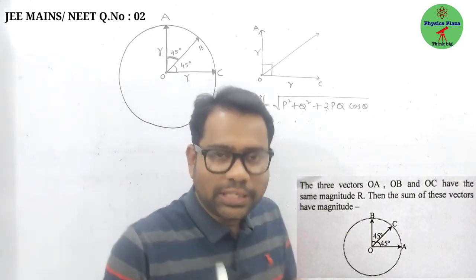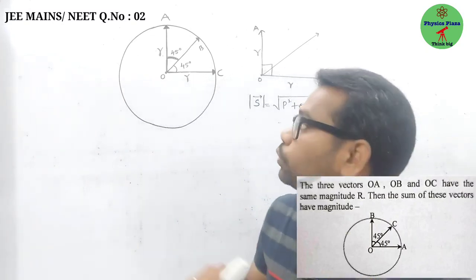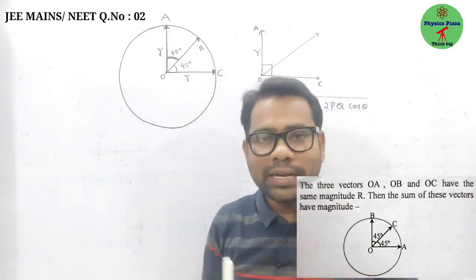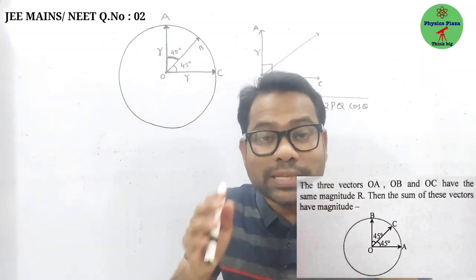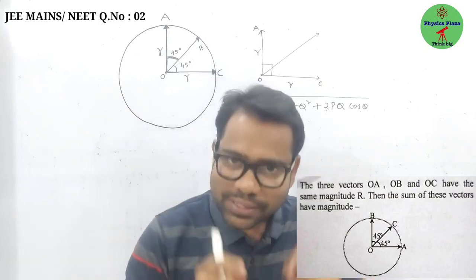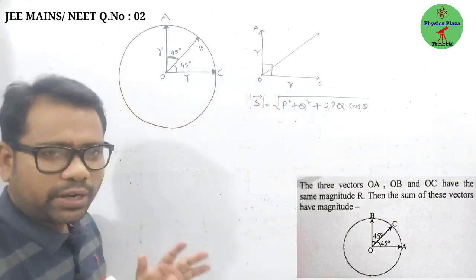Children, in this question, three vectors are shown: OA, OB, OC, and it is asked to calculate the resultant of these three vectors. It is very simple and easy. So let us solve this. Children, first look here.